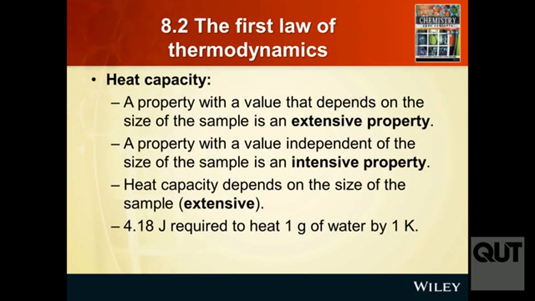Now we need to talk about a couple more definitions with respect to heat capacity. These definitions are not exclusive to heat capacity, but we're just encountering them now, so I have to define them for you. A property that has a value that depends on the size of the sample is called an extensive property. A property with a value that is independent of the size of the sample is called an intensive property. So the heat capacity is going to depend on the size of the sample, and therefore it's going to be extensive. And in general, 4.18 joules are required to heat 1 gram of water by 1 degree Kelvin.